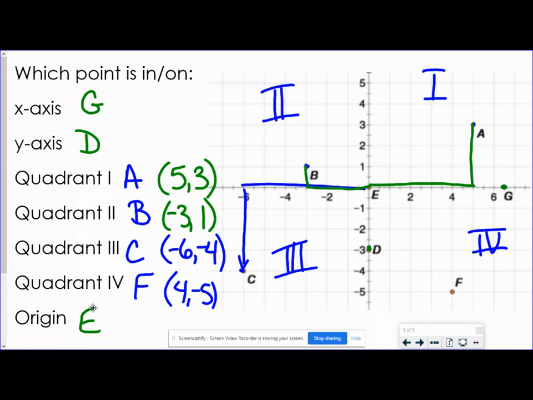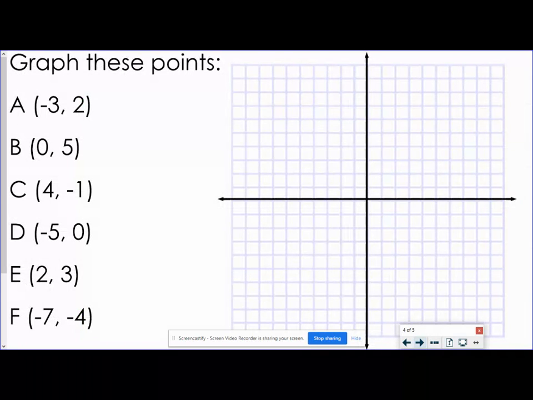Knowing where you have positives and where you have negatives really does help when you're trying to graph these points and when you're trying to identify which quadrant they're in. So we just found the ordered pairs from a graph. Now I want you to be able to, in theory, I know you don't have this on paper in front of you, but we should be able to graph these points.